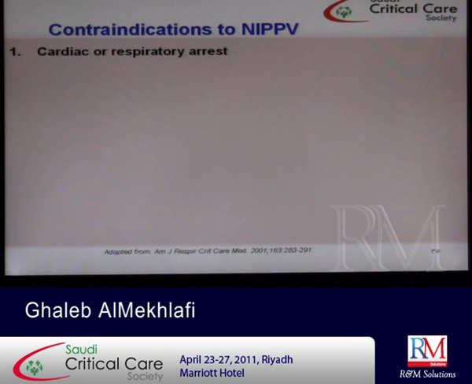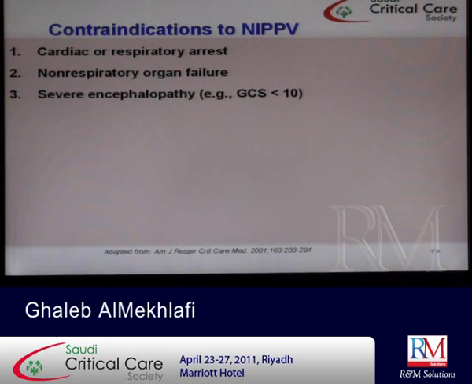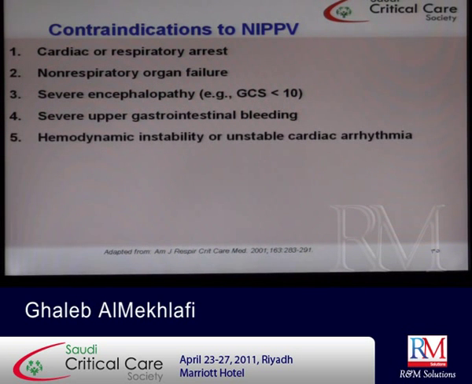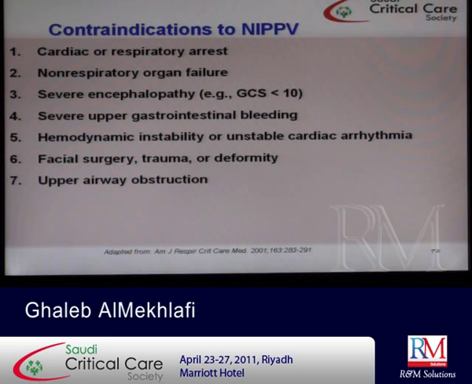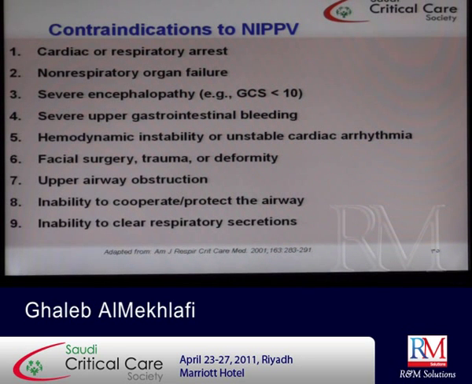What are the contraindications? If the patient cannot protect himself, if the patient is in respiratory arrest and cannot breathe, if there is severe encephalopathy with GCS less than 10, severe upper GI bleeding where the patient may aspirate, hemodynamic instability or unstable cardiac arrhythmias, facial surgery, trauma and deformity where you cannot apply the face mask, upper airway obstruction, inability to cooperate and protect the airways, and inability to clear respiratory secretions.